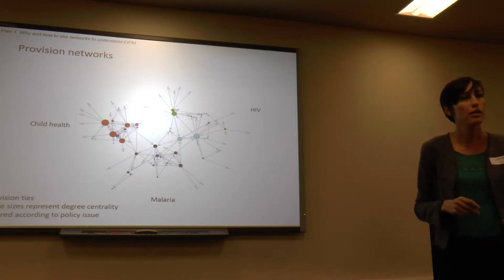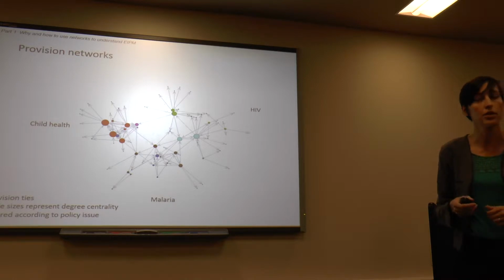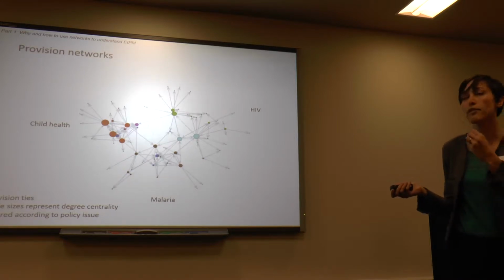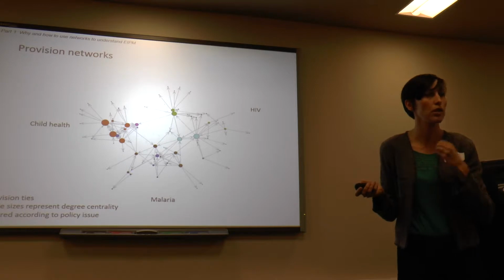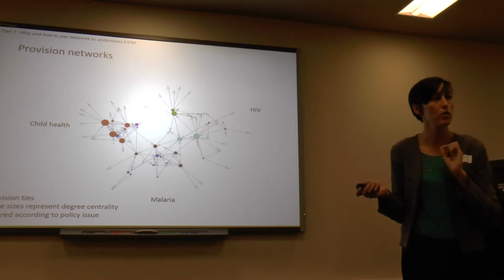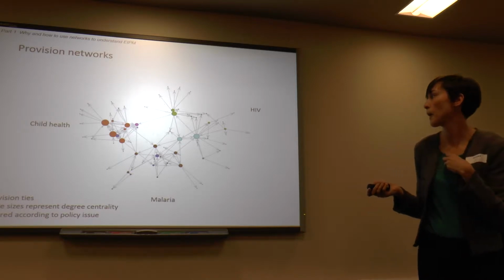So now we have directed ties. These arrows represent actor A providing research evidence to actor B. You see that the nodes are in the same coordinate positions, but now instead of their interactions with each other, I'm graphing the provision of evidence from one to the other. This is obviously much less dense. Okay, so people are interacting, but they're not necessarily also providing.